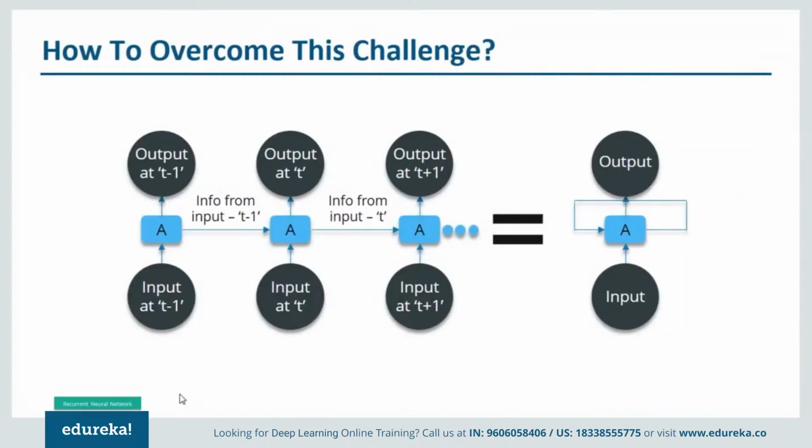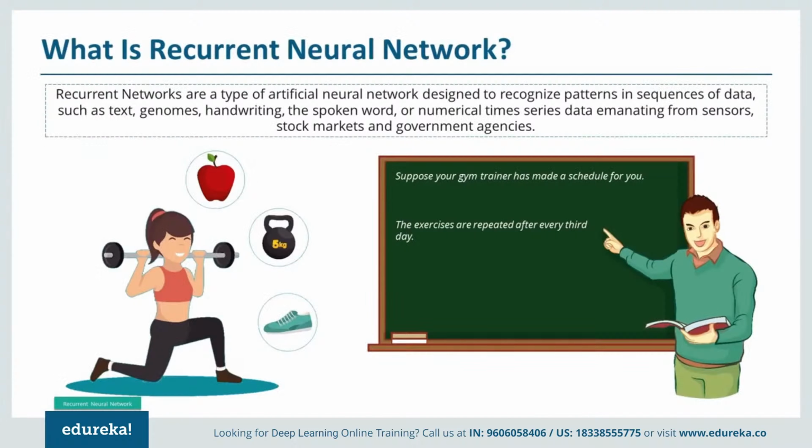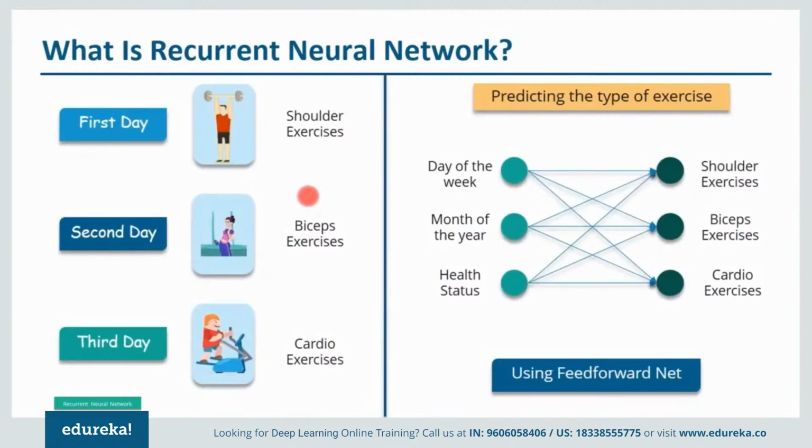Now let us understand what exactly recurrent neural networks are. For understanding a recurrent neural network, I'll take an analogy. Suppose your gym trainer has made a schedule for you. The exercises are repeated after every third day. Now this is the order of your exercises. First day you'll be doing shoulder, second day you'll be doing biceps, third day you'll be doing cardio. And all these exercises are repeated in a proper order.